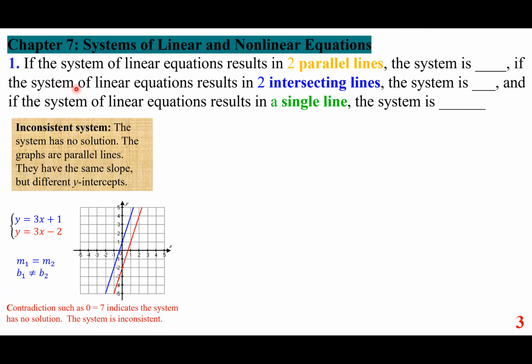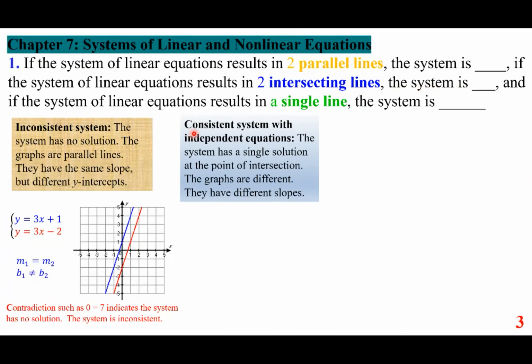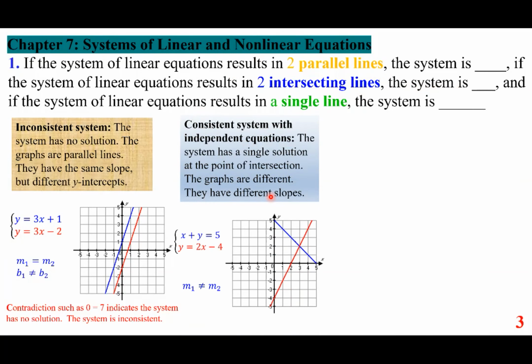If the system of linear equations results in two intersecting lines, the system is consistent with independent equations. The system has a single solution at the point of intersection. The graphs are different. They have different slopes, M1 is not equal to M2. They must intersect at a single point, and that is the solution.